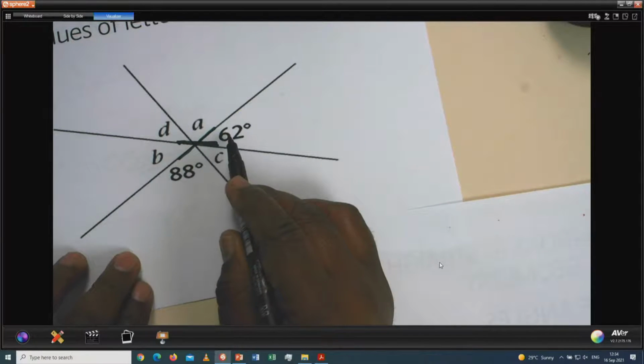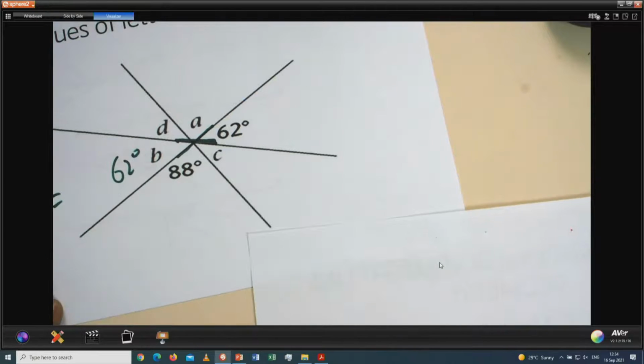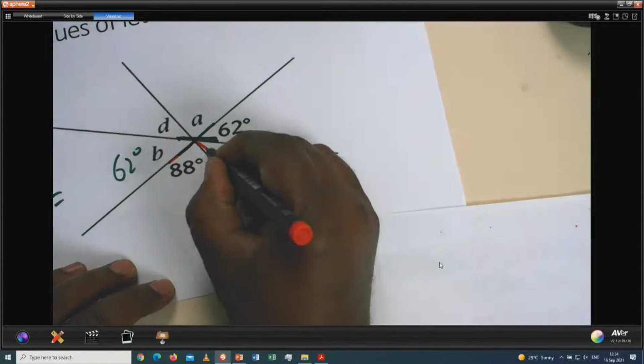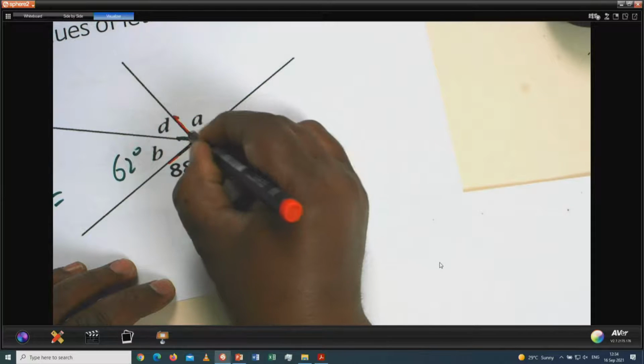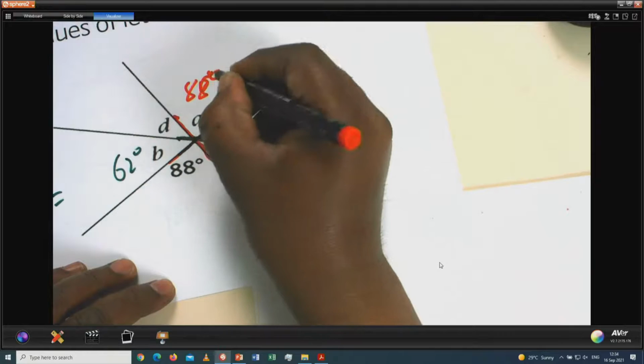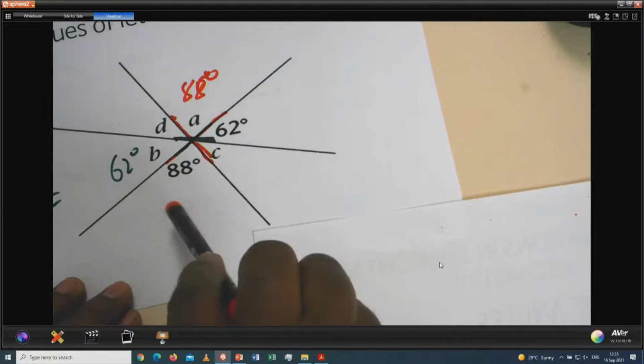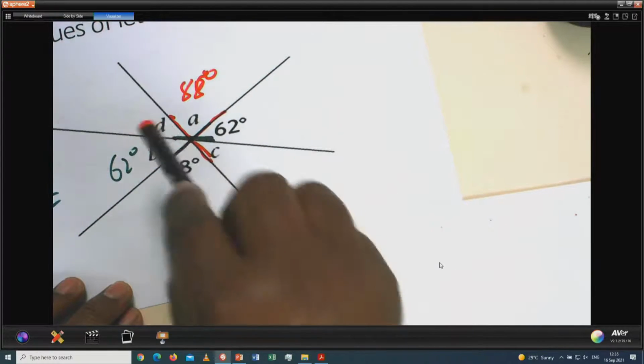Right, vertically opposite, therefore this is 62 degrees. Why? Vertically opposite angles are equal. And then again, what is 88 vertically opposite to? 88 is vertically opposite to A. Therefore, this is 88 degrees. Vertically opposite. Now you see your puzzle is getting filled up. Things are getting easier now. You've got one unknown now.